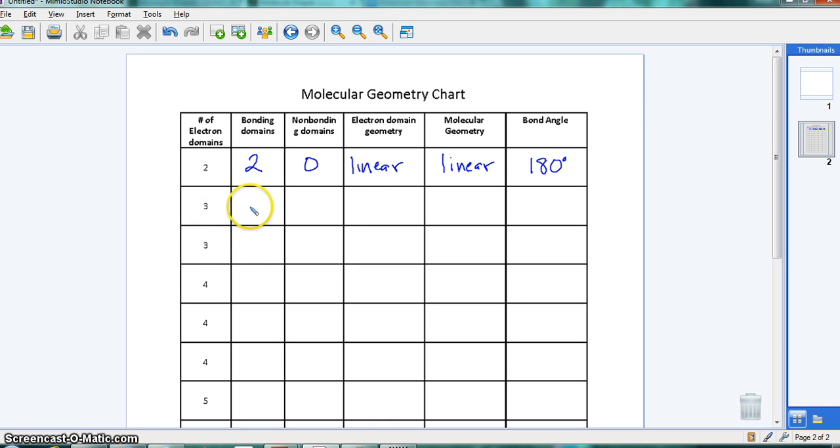All right, now let's take a look at the next two rows that have three electron domains. So that means we could have three bonds and no lone pairs, or two bonds and one lone pair. Okay, so we still have a total of three groups of electrons. It's just that some will be bonds, some will be lone pairs, and that's going to affect the molecular geometry.